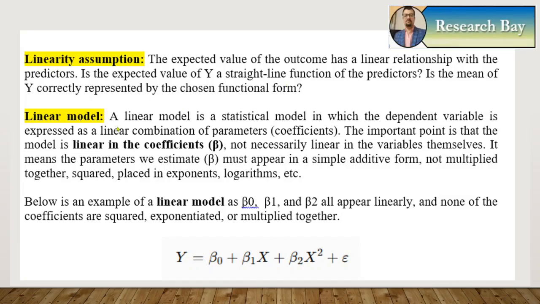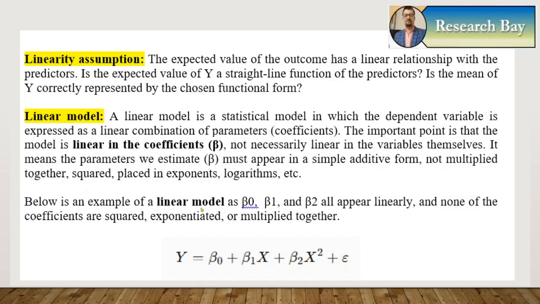Now, what is a linear model? A linear model is a statistical model in which the dependent variable is expressed as a linear combination of parameters, that is coefficients. The important point is that the model is linear in the coefficients, not necessarily linear in the variables themselves. The parameters we estimate must appear in a simple additive form, not multiplied together, not squared, not placed in exponents or logarithms.